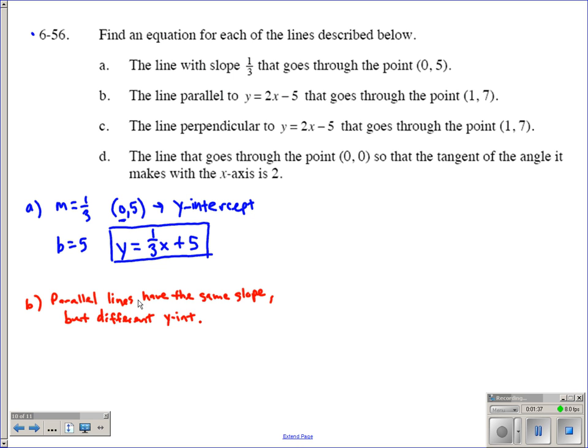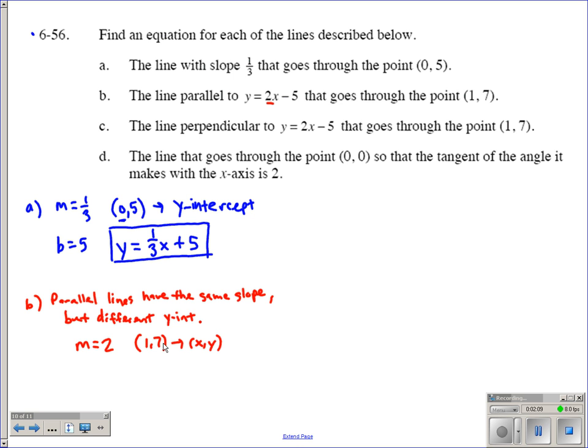A lot of people just say, oh, they have the same slope. But if they have the same y-intercept, they're not parallel. They'd be coinciding lines. So we've got that it's parallel to y equals 2x minus 5, which means here that our slope is going to have to be 2, because that is what the slope of the line that it's parallel to is. And it says it goes through the point 1, 7. Nothing special about that point here. That's just going to be like having an x and a y.